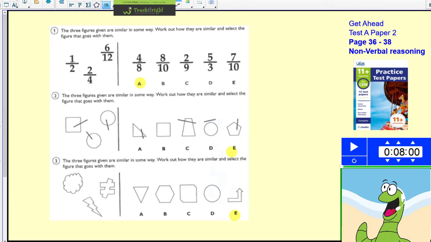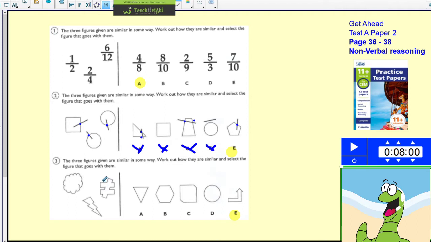Question 2, again, all the figures are similar in some way. So we need the line to be crossing at only one point. So obviously it's crossing at one location. If we go through, this crosses at 2. This doesn't have a line. This crosses at 2. This doesn't cross, which makes E our correct answer because it only crosses at one location.